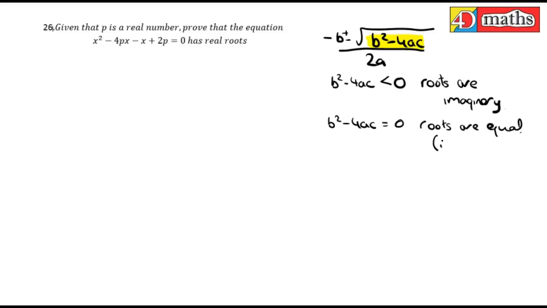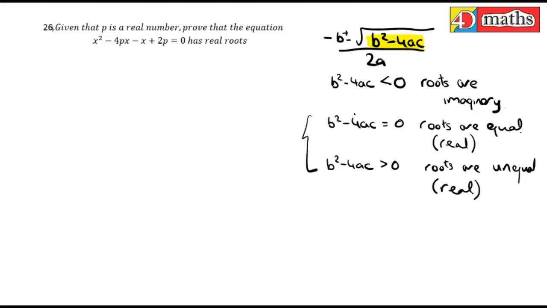The fact that the roots are equal indicates that they're also real. The other scenario is if b squared minus 4ac was greater than 0, the roots are unequal. They are also real. Okay, they exist. So these are the two scenarios where roots exist. This is the scenario when they don't exist, the roots are imaginary. So this is the scenario that I want. I want to be able to combine these two together.